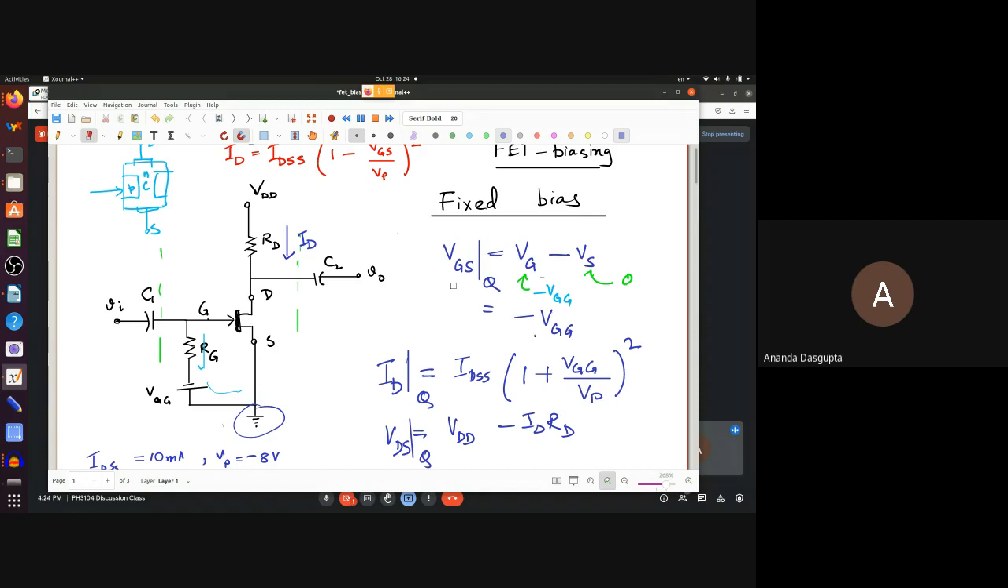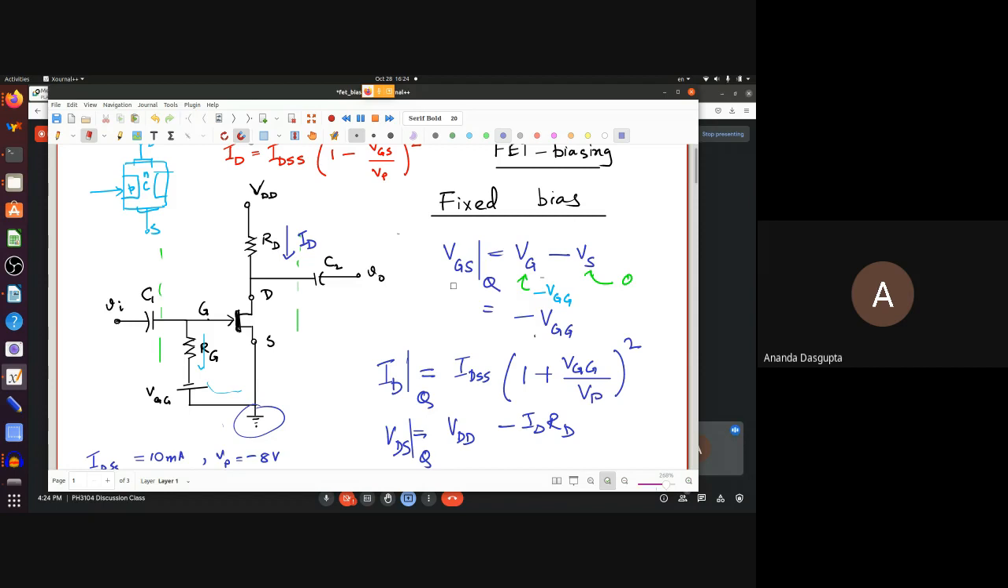The quiescent point calculation here is rather trivial. You just use VGG to calculate VGS, and then plug that in, you get ID. And then you just use Kirchhoff's law, or actually Ohm's law. You're just saying IDRD is a drop between the VDD and the drain. That's it. And you're done. You have found out all the quiescent point voltages and currents.